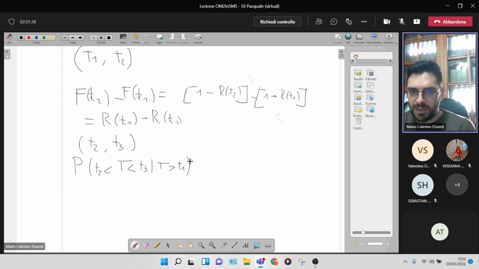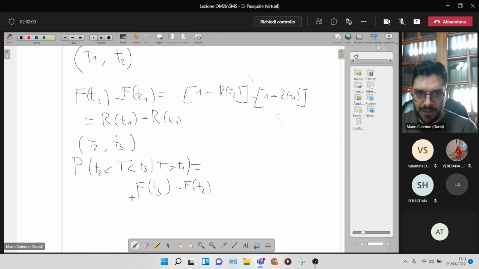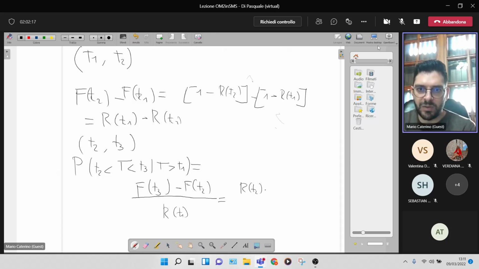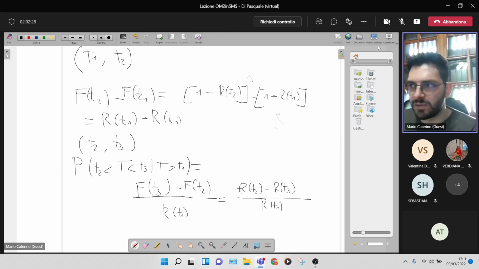In this case, we can say that this probability will simply be equal to F of T3 minus F of T2, divided by R of T1, or that is equal to R of T2 minus R of T3 divided by R of T1. Now I have a question for you.